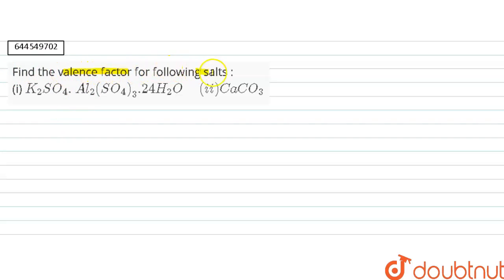So let's start with our question. Our question is: find the valence factor for the following salts. The first salt that we have is potassium alum and the second is calcium carbonate. So in this question we have to find the valence factor for these salts.